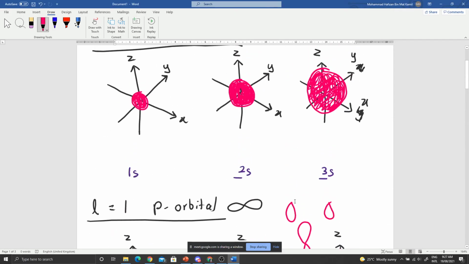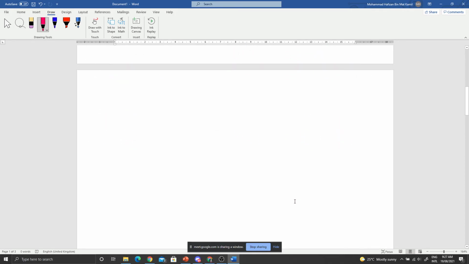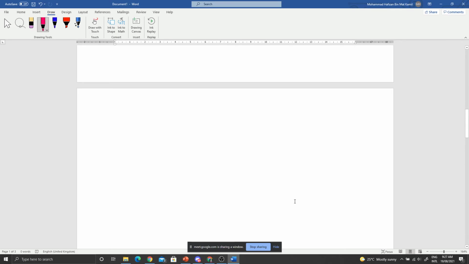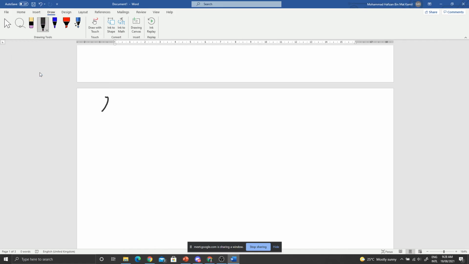Okay, so let's go with L equal to 2. Alright, so I promise you this is the last one, tapi this is also the hardest one lah. Tapi don't worry, I will show you the techniques untuk draw lah. So L equal to tadi kita ada 2 kan? So we have d orbital. Orbital. Okay, d orbital is just 2 dumbbells together lah.